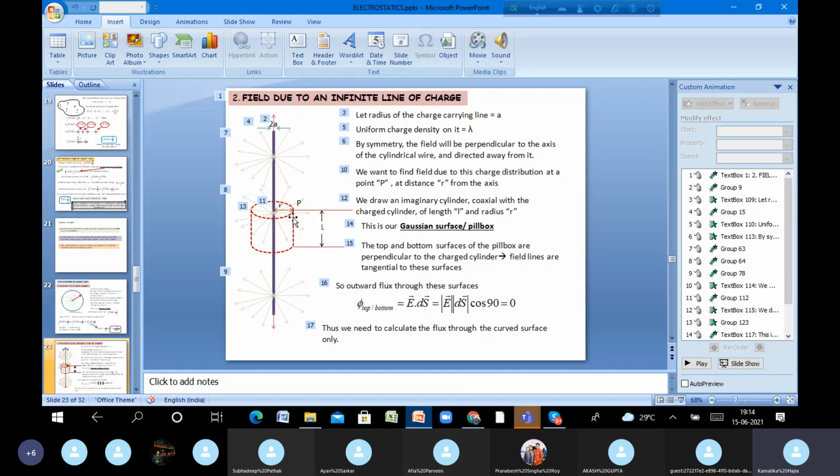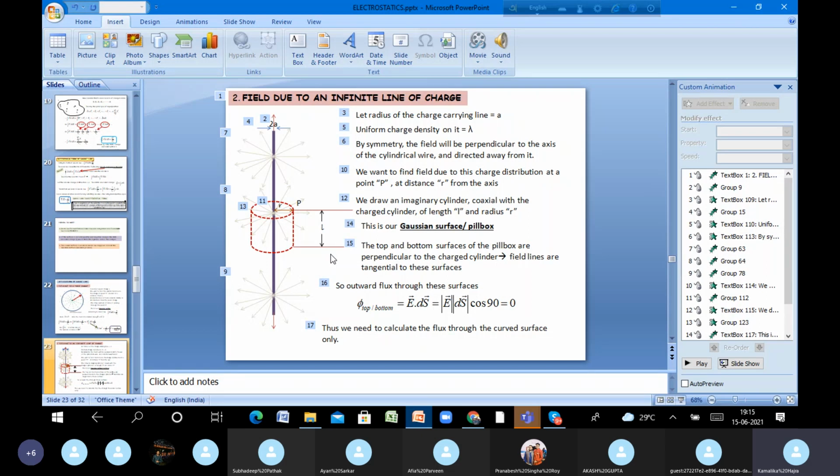Okay, so if we want to find the field at a point P which is at a distance r from the axis of this wire, then what do we do? The Gaussian surface that we draw is a cylindrical surface. We draw a cylindrical surface which passes through the point P and has a radius r and a length L. The cylinder that we draw is not of infinite length, it has a finite length L. Of course, it's an imaginary cylinder.